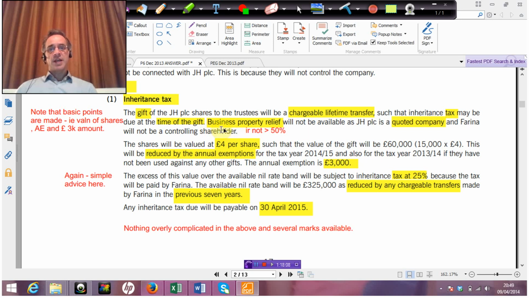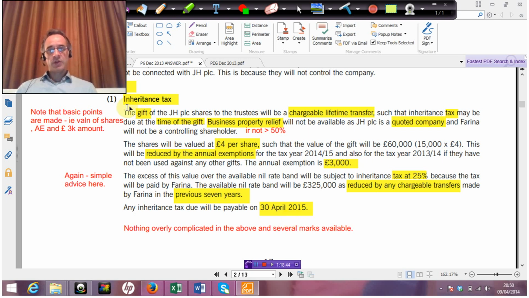So leaving aside the BPR for the moment, what you can see in these first 2 paragraphs, and this is the 100% answer, is that they've made fairly basic points. Even going on in this next paragraph, again fairly straightforward. We've got an excess over the nil rate band going to be taxed at 25%, to be paid by Farina because that's what she's decided to do. In addition to that, the 325, the nil rate band, will be reduced by anything in the previous 7 years, and then just the IHT payable date of 30th of April following.